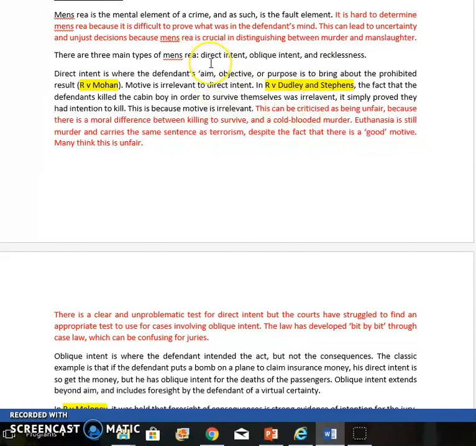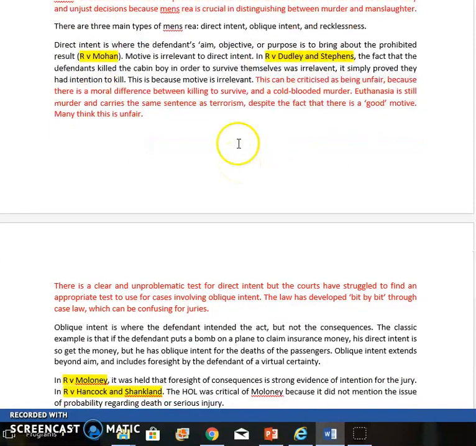So I would start with direct intent. This is where the defendant's aim, objective or purpose is to bring about the prohibited result, and that comes from Mohan. I've highlighted my cases for you. And motive is irrelevant to direct intent, as in Dudley and Stevens. And you could evaluate this by saying that this is potentially an unfair decision because there is a moral difference between being a cold-blooded killer and killing to survive, which is, of course, what the sailors in Dudley and Stevens did.